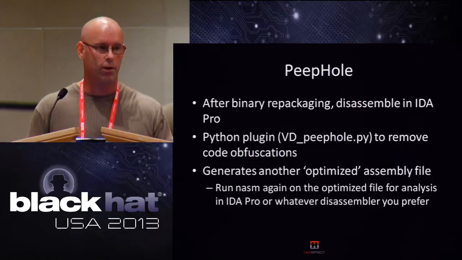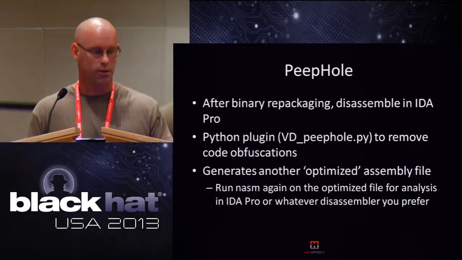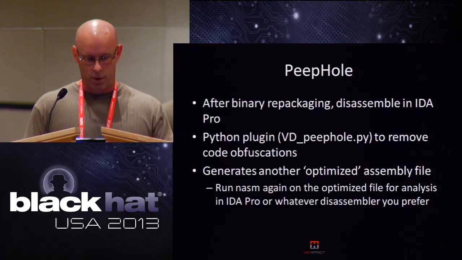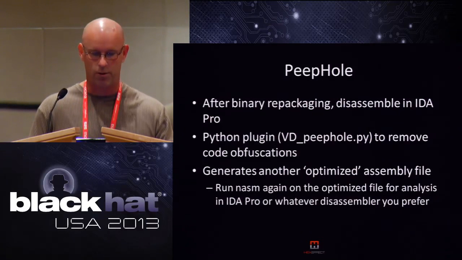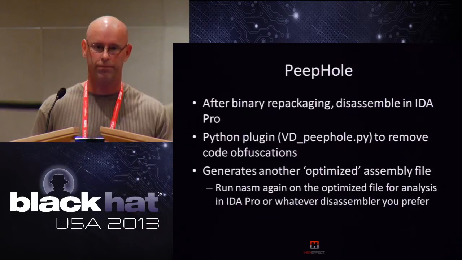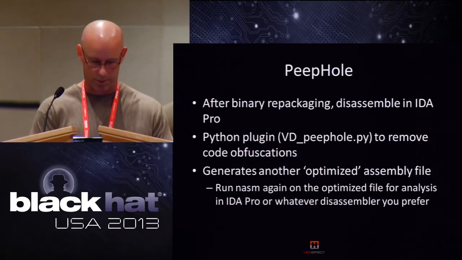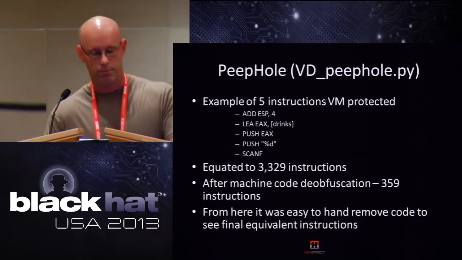I don't even know if that's the right word anymore because it's not that. It's another code deobfuscation type tool. So anyways, that one's called VD_peephole, and it's part of the source code package. You can download it, but it's pretty self-explanatory. You load up the binary, you run this, and it'll pull out all the code obfuscation and leave you with something good. So back to our blood alcohol example.